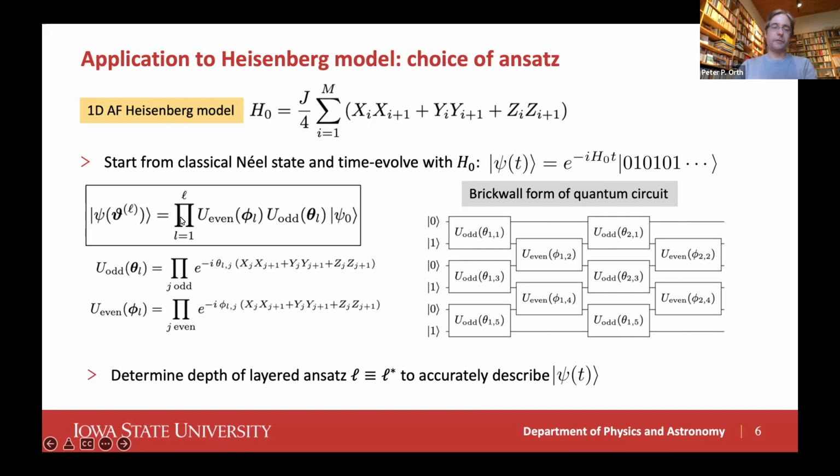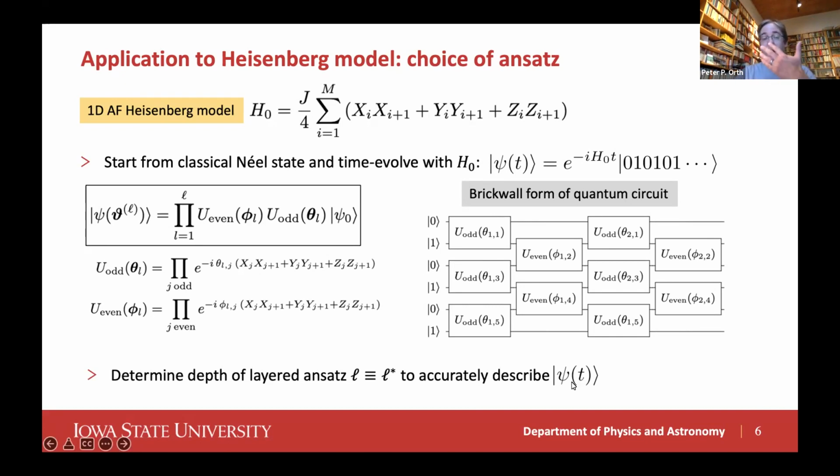The variational ansatz is shown here on the right. It's a brick wall quantum circuit with odd and even layers, which just has this Heisenberg Hamiltonian in the exponent. So this is what one would call a Hamiltonian variational ansatz. And the idea is, let's first determine the depth of this ansatz that is needed to accurately describe the wave function at some time t.